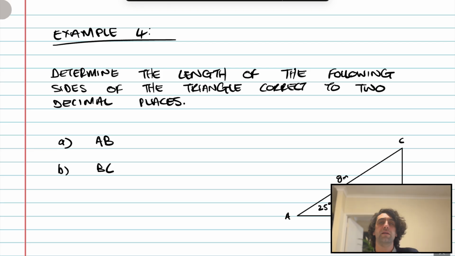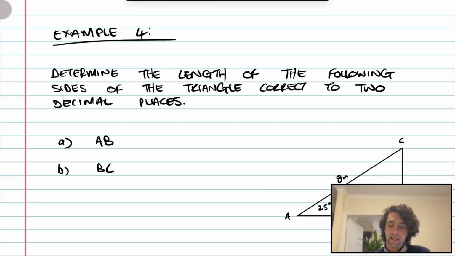Example 4 is asking us to determine the length of the following sides of the triangle correct to 2 decimal places. So usually we always ask you to go to at least 2 decimal places minimum. But I always like to round off to 2 decimal places. And please make sure that you're rounding correctly, okay? Numbers that are decimal places that are 5 or more, we round up. Decimal places that are less than 5, okay? So 0, 1, 2, 3, and 4, we are going to round downwards, please.